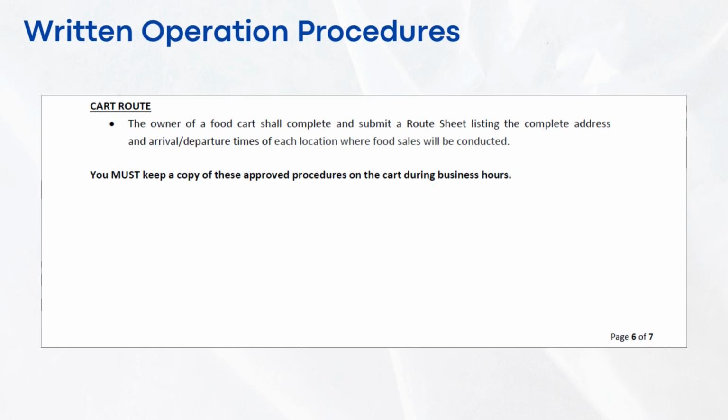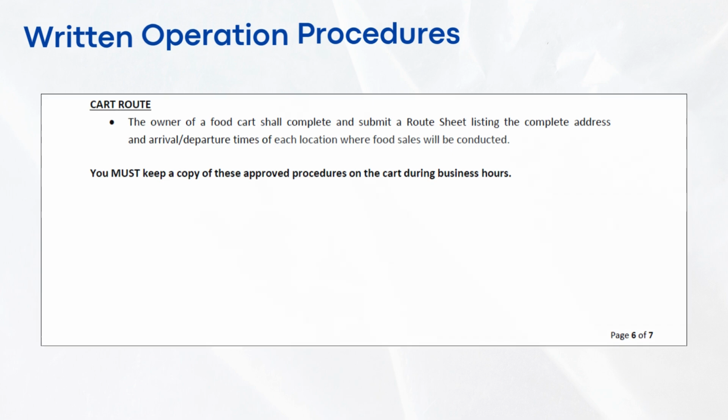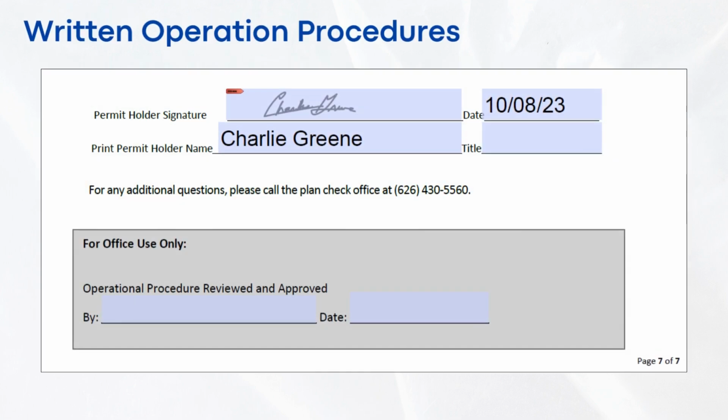Please review the cart route section. This concludes page 6 of the written operational procedures. Page 7 is the last page of the written operational procedures. The permit holder signature is where the CMFO operator, owner, or vendor will provide their signature. They will also add the date of the signature. And then lastly, the permit holder's name will be printed. Add a title if there is one.